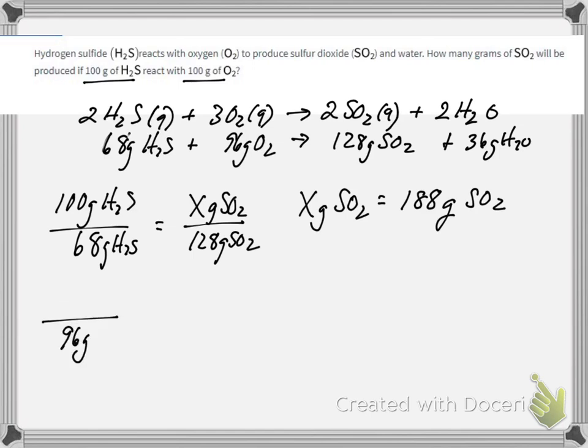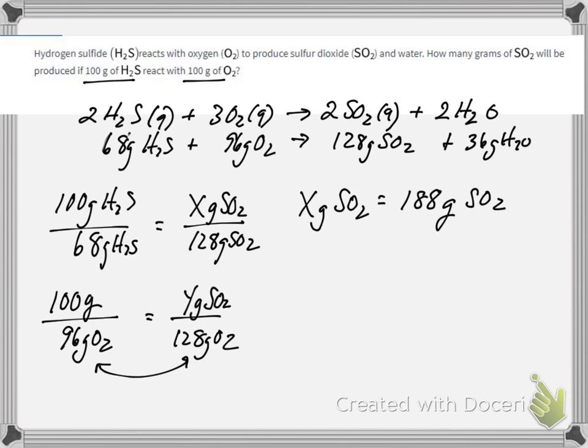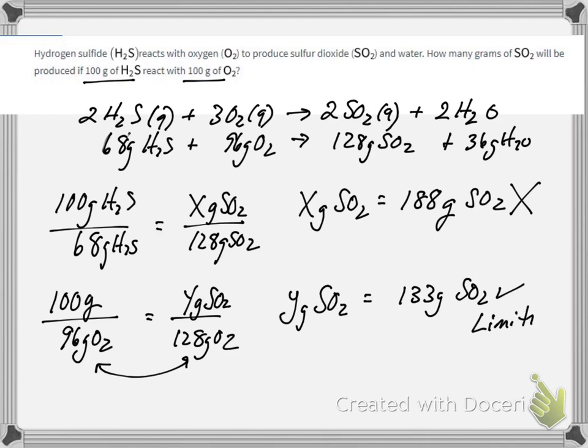Do the same thing for oxygen, so 96 grams of oxygen makes 128 grams of SO2, right? That's from our chemical reaction, but we don't have 96 grams of reaction, we have 100 grams. We're just a little bit more, so we expect the answer to be very close to 128. We call it Y. Solve for Y grams, and it's 133 grams of SO2. So we've now identified oxygen as the limiting reactant, and the maximum mass we can make is 133 grams.